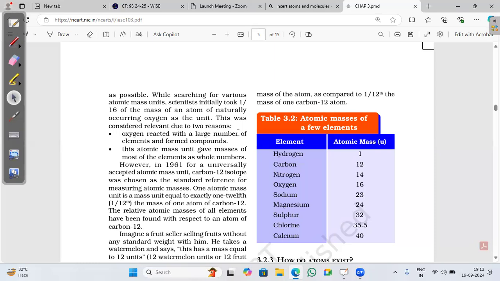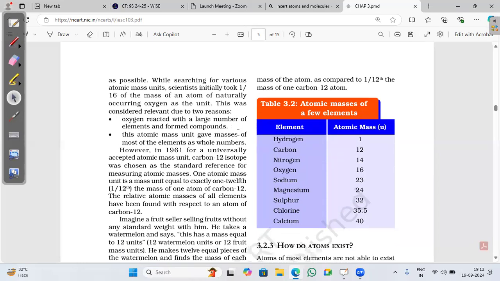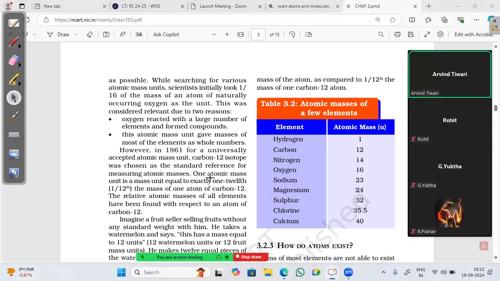But later on, it was universally accepted that the carbon 12 isotope be chosen as the standard reference for measuring atomic masses. One atomic mass unit is defined as a mass equal to exactly 1/12 the mass of one atom of carbon 12. So this is a relative atomic mass.